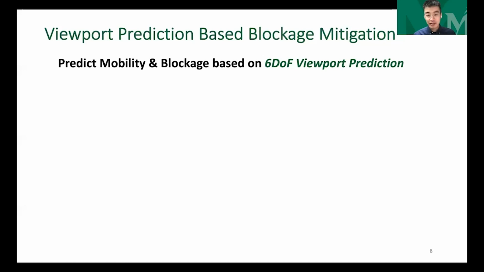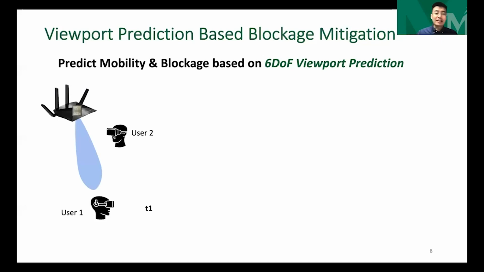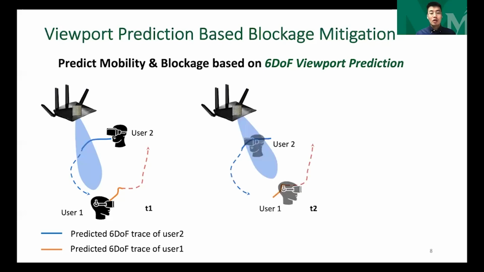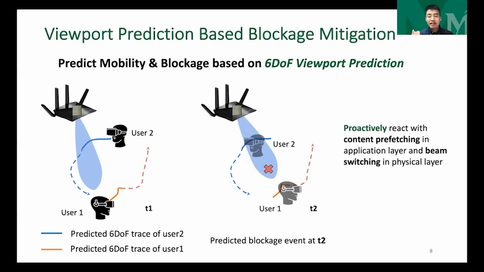events in mmWave WLAN. For instance, at time t1, user 1 and user 2 have their predicted traces for the next couple of frames. Well, from the AP's point of view, it can infer that at time t2, user 2 will block user 1's line of sight. So by predicting this blockage event, we can then proactively prefetch more frames in user 1's buffer or switch the beam to go across the blockage to prevent the video from stopping.